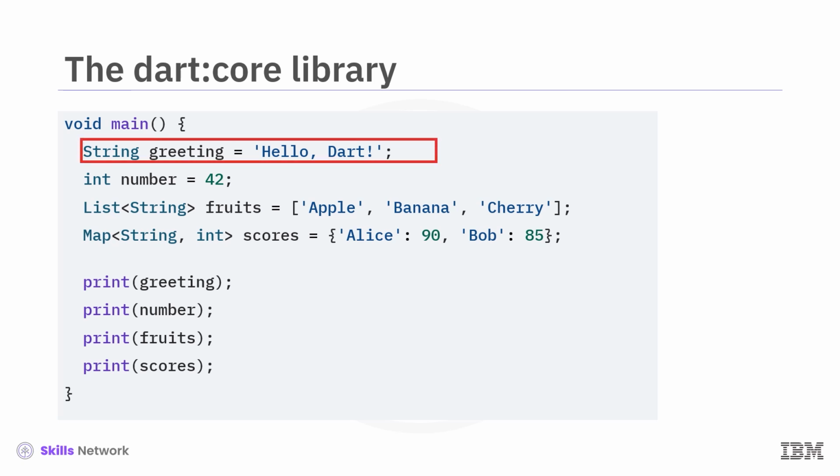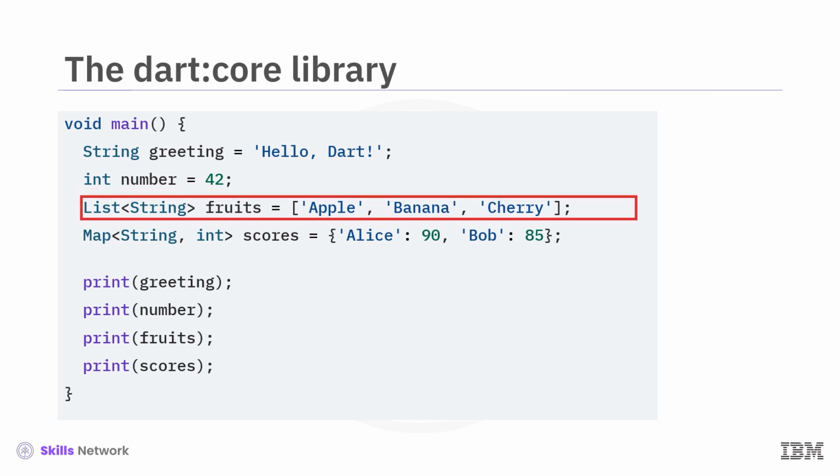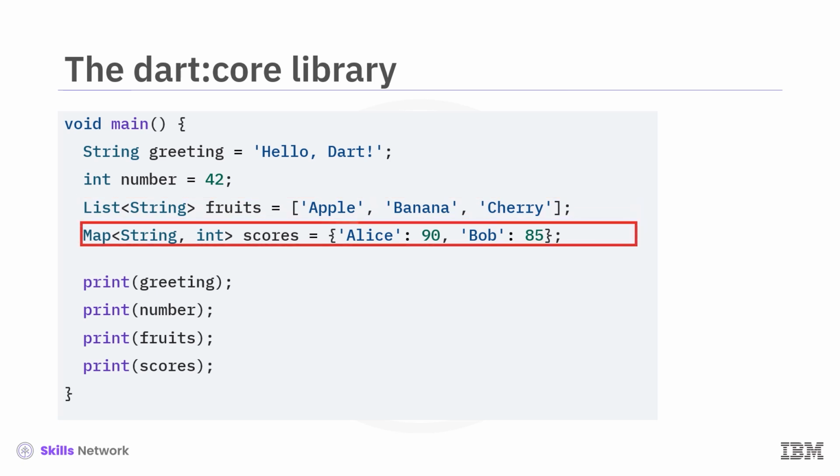This line declares and assigns a value to a string variable named greeting. The next line of code declares and assigns an integer variable. Here, a variable named fruits declares a list of strings. This line specifies a map named scores with string keys and integer values.